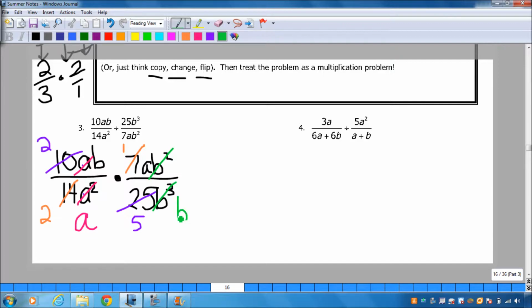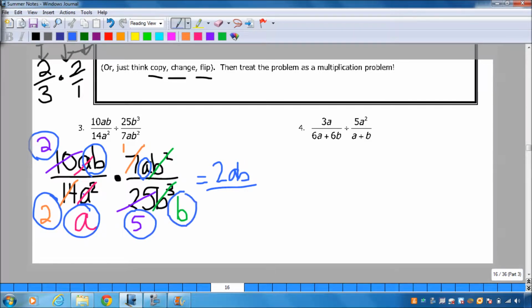Now, if you notice, I purposely did not cancel everything out because I want you to see what will happen if you don't cancel everything out, okay? So let's see what's left over. I have a 2 left over, I have a b left over, and I have an a left over. So this ends up being 2ab in the numerator, okay? Over, in the denominator, I have a 2 left over, an a left over, a 5 left over, and a b left over. So the 2 times the 5 is 10. So I get 10ab, okay?